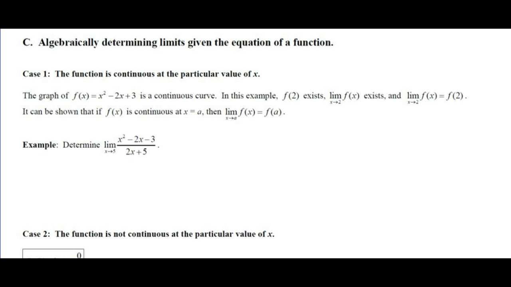Okay, algebraically determining the limits given the equation. The function is continuous. So case one, f of x. Remember, the function was continuous at the particular value of x. The graph of f of x, x squared minus 2x plus 3, is a continuous curve. In this example, f of 2 exists, the limit as x approaches 2 of f of x exists, and the limit as x approaches 2 of f of x is equal to f of 2. Since it exists, it's just the value that you evaluate the function at. So that's on a continuous curve.